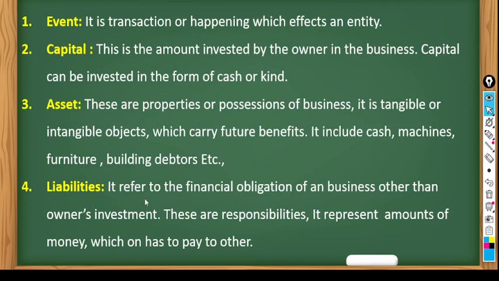Liability refers to the financial obligation of the business other than the owner's investment. So the money brought from outside, not from the capital, is not capital. If a person X brings cash from an outsider, that is called a liability. It represents the amount of money which the business has to pay to others.